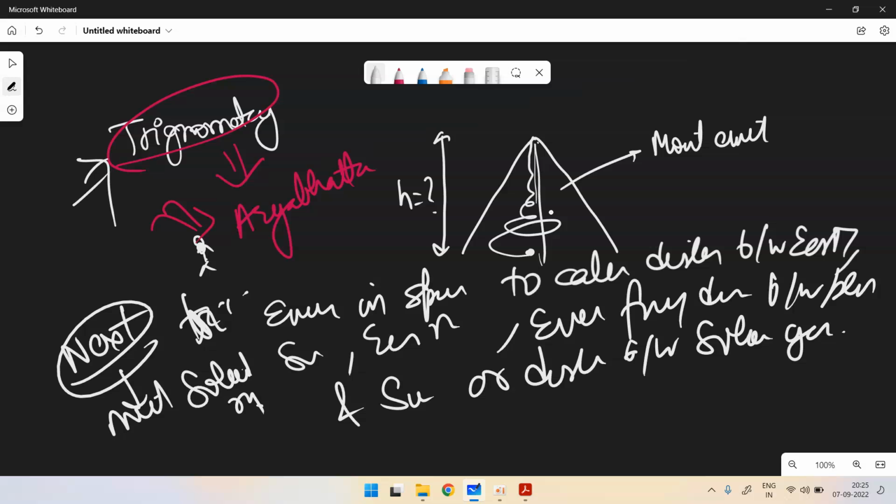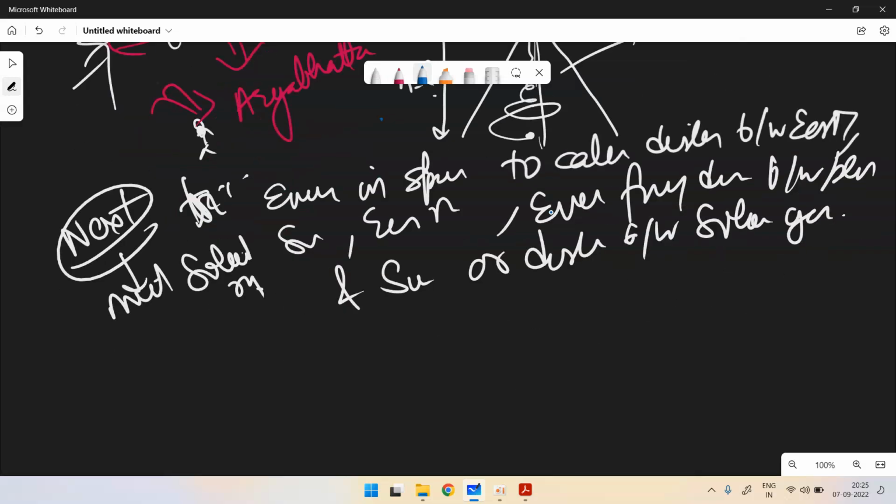Now you will think, sir, how will I be able to measure the height of this? Is there some device? No, there is no device. It's simple mathematics only. This question was asked by Aryabhatta himself: how can I calculate the height of an unknown or a large object without directly measuring it?